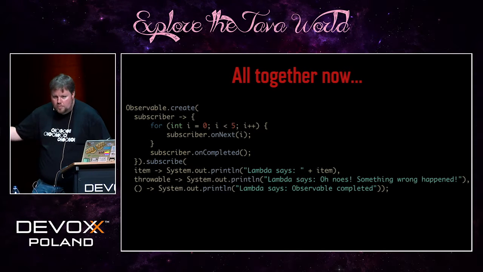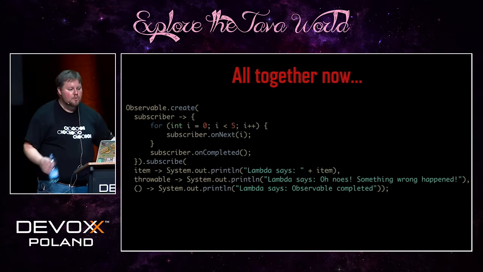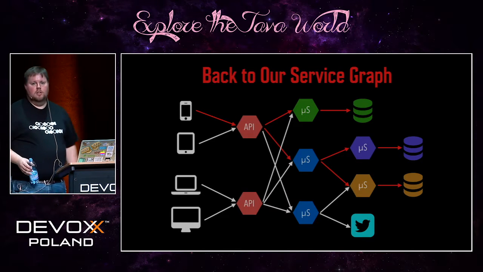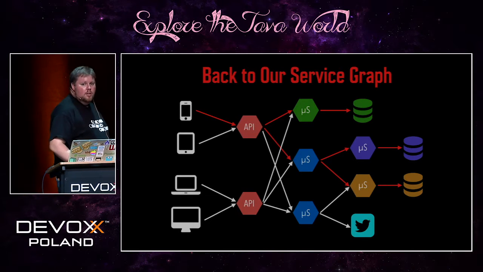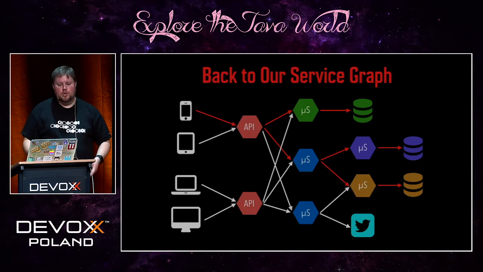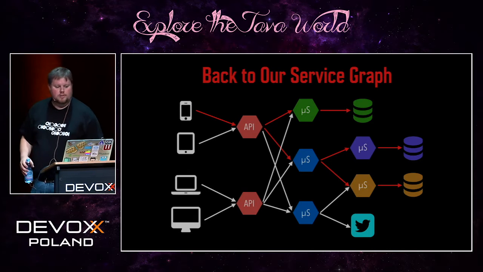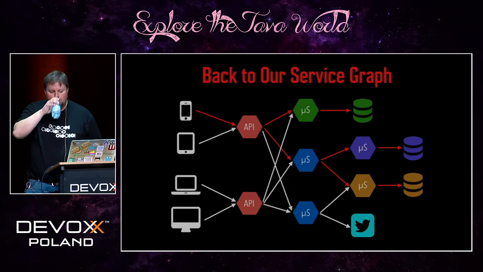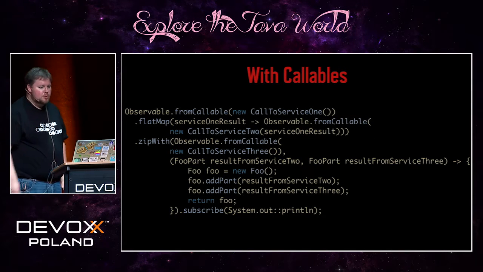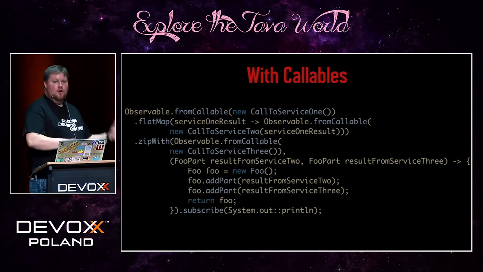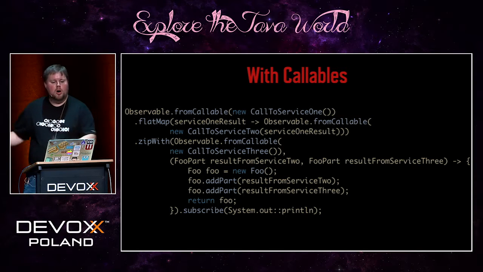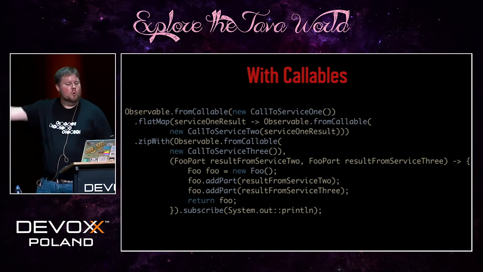Okay, so that is the hello world example for RxJava. We probably want to get back to our service graph and understand, well, how does this change our code that we already wrote for futures and completable futures? What does it look like when we use RxJava to write this same code? Well, luckily we get to reuse our callables because Observable helpfully also has a fromCallable factory. And so we're going to call observable.fromCallable and pass in call to service 1.